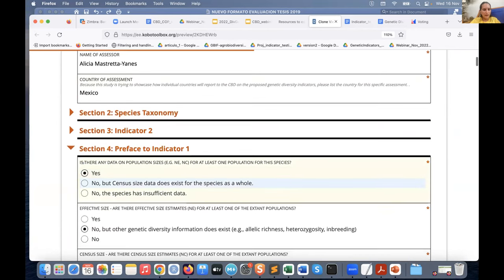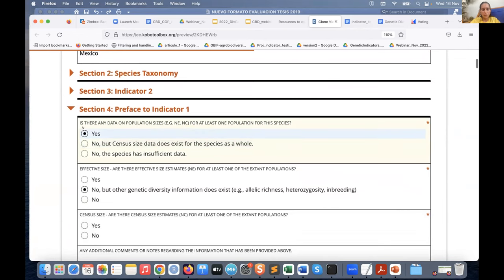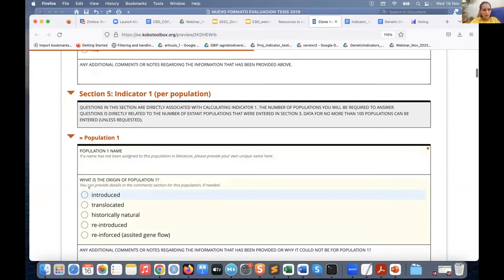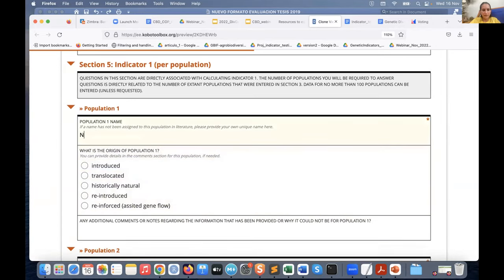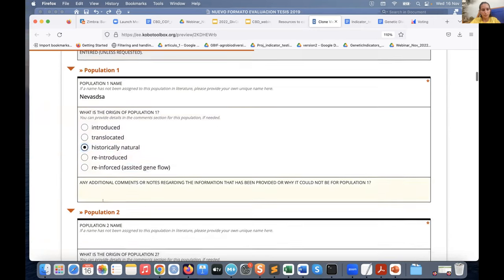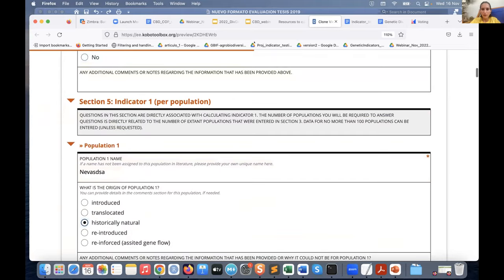And then we have, for instance, questions where you can point and click to type the kind of data that you have. For instance, I'm going to put here the name of the populations that I have. And then I can answer what kind of population it is. And as you can see, it will open different questions depending on your previous answers.